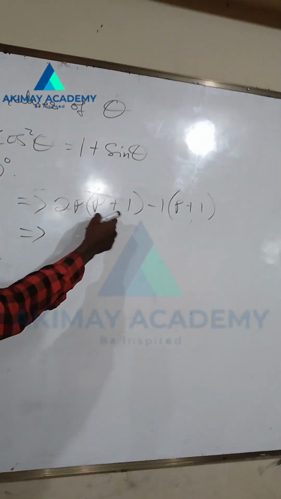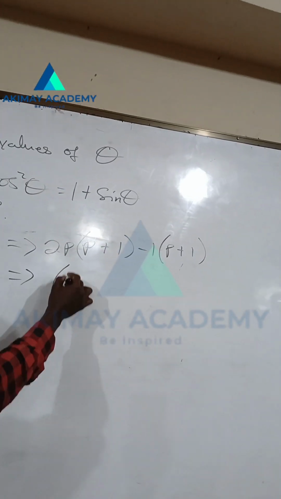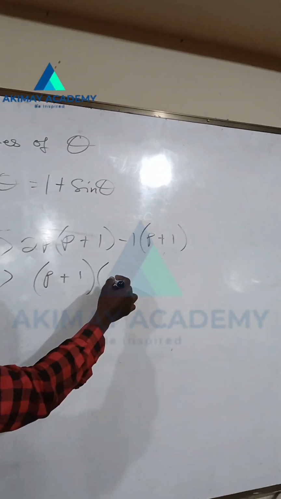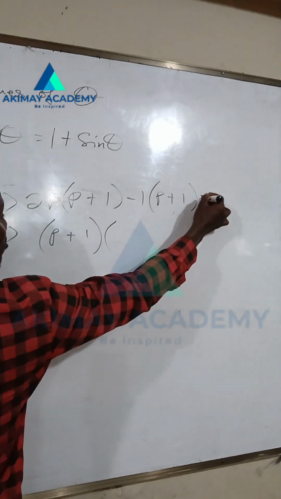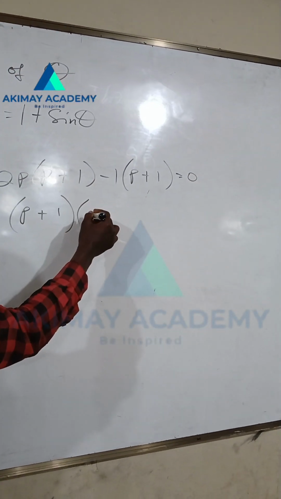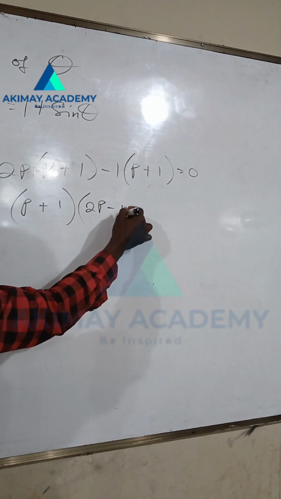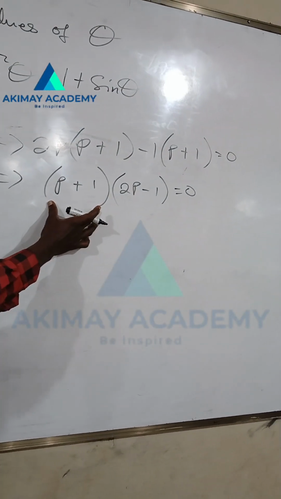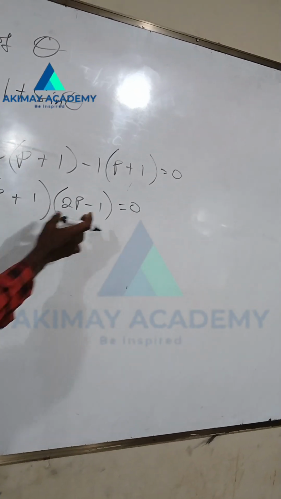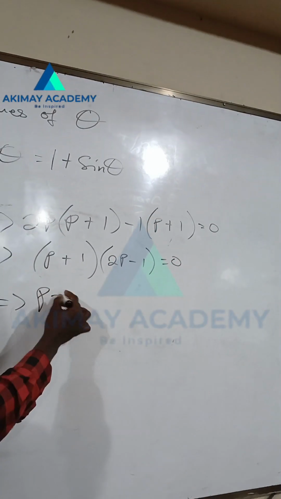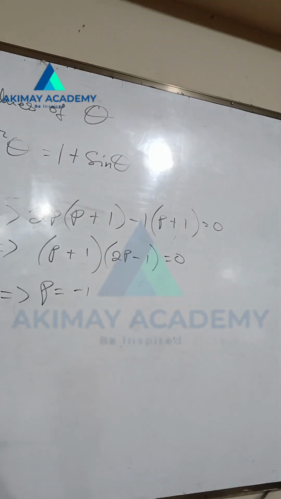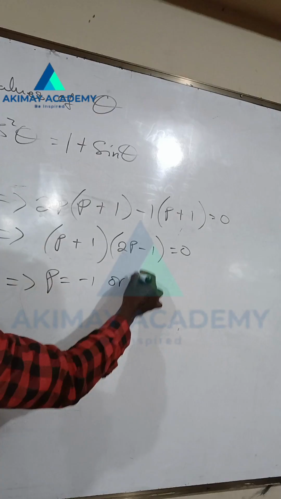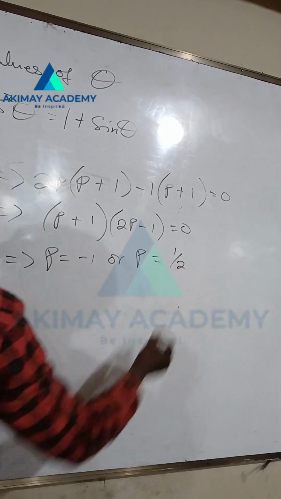And therefore we can take one of the items in the bracket, p plus 1. Then those at the back we can put them in one bracket. So we have this one equals 0. So we can have 2p minus 1 equals 0. So it's either this one is equal to 0 or this section is equal to 0. So if this one is equal to 0, we are going to have p equals minus 1. Then if this section is equal to 0, p will be equals to 1 on 2. I hope you can see that.